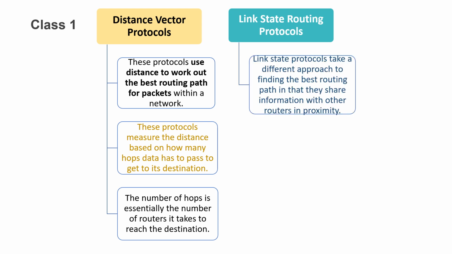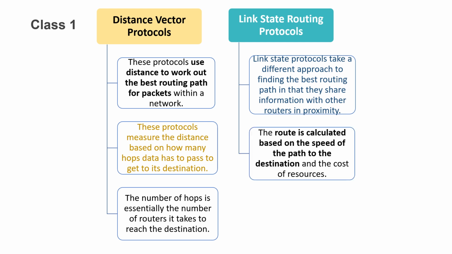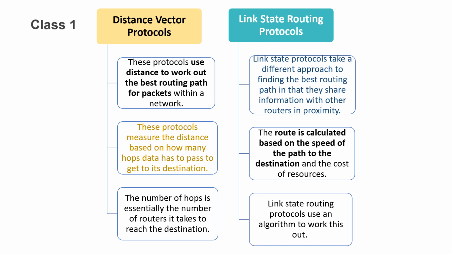And the link state routing protocols take a different approach to finding the best routing path, in which they share information with other routers in proximity, and the route is calculated based on the speed of the path to the destination and cost of resources. So these link state protocols use an algorithm to work this out. So this is the class 1 protocol.